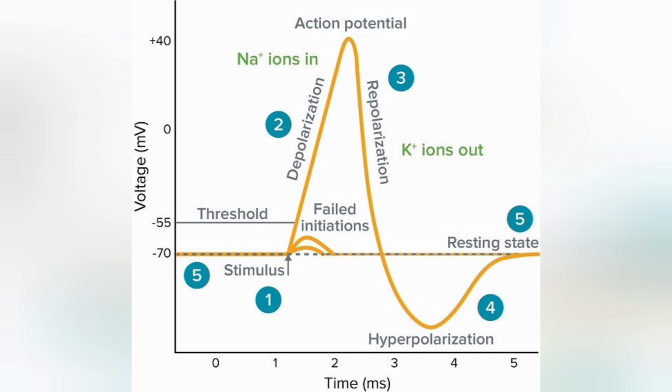A stimulus which is strong enough to cross the threshold, that is minus 55, will start an action potential. When it starts, it will open voltage gated sodium channels, and sodium will go in. This will reach the highest point of plus 30 millivolts, and at that time the sodium channels will shut down and potassium channels will open. This leads to loss of potassium and causes repolarization.